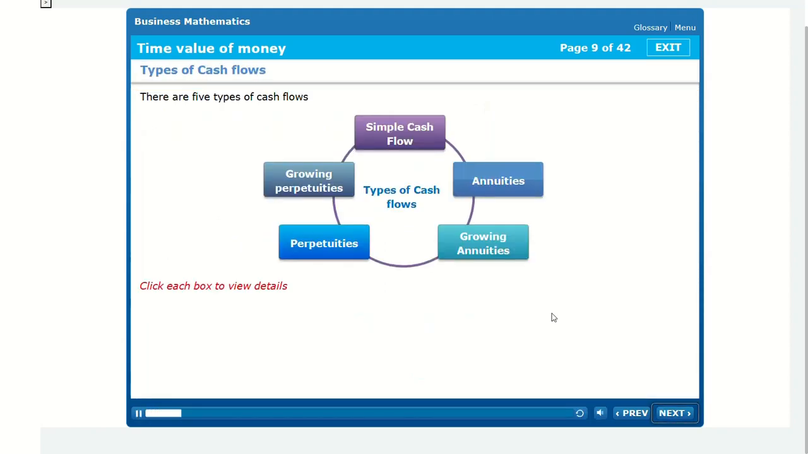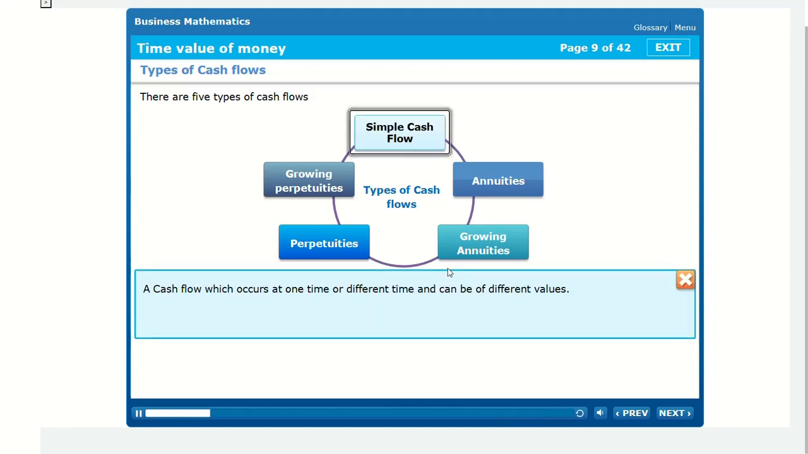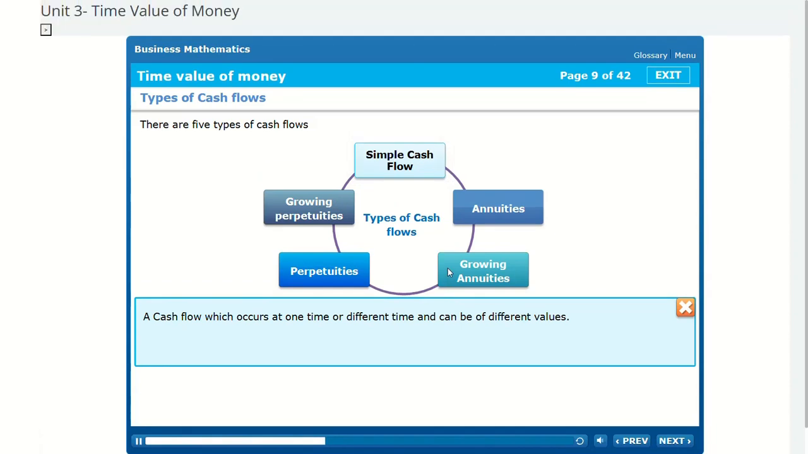Types of cash flows. There are 5 types of cash flows. Simple cash flow. Annuities. Growing annuities. Perpetuities. Growing perpetuities. Simple cash flow: a cash flow which occurs at one time or different times, and can be of different values.